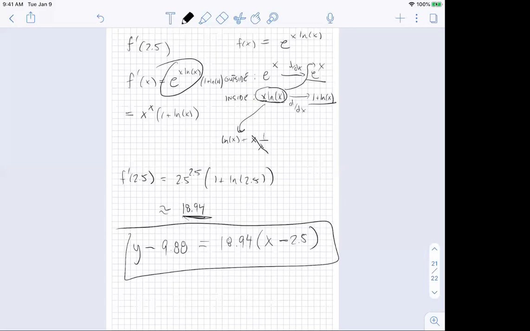Okay. Do we have any questions on natural logs or exponentials? You guys did great with both of these. I'm very excited with how well you absorbed that.